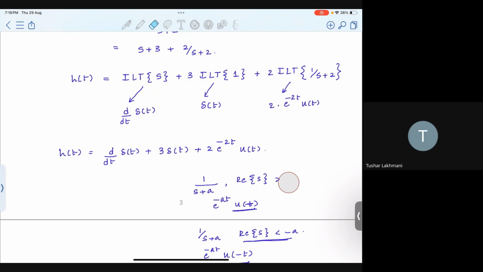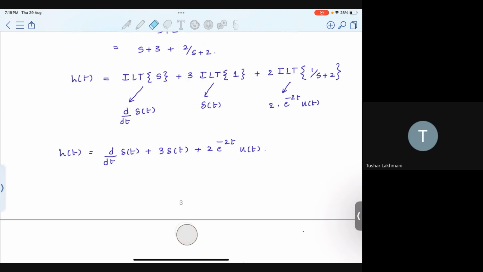Yes, ma'am. Ma'am, in question 7, I'm getting the wrong option. Ma'am, I'm getting 3 e power 3t u of t. The answer is given as 3 e power 3t u of minus t. Can you please check the answer?